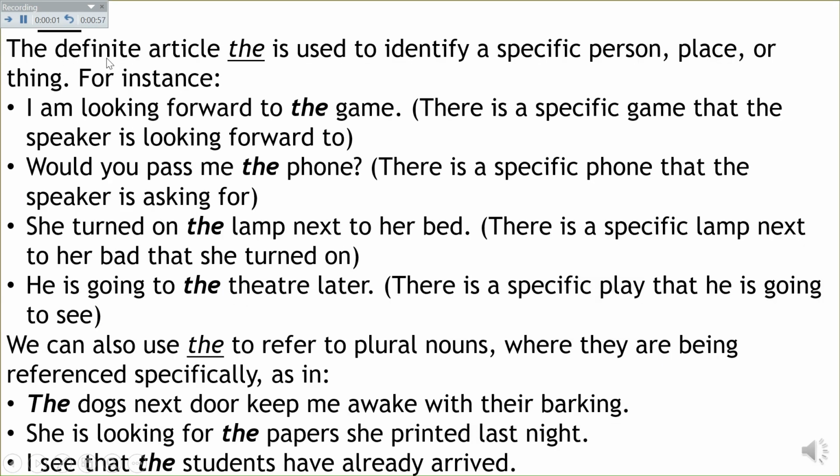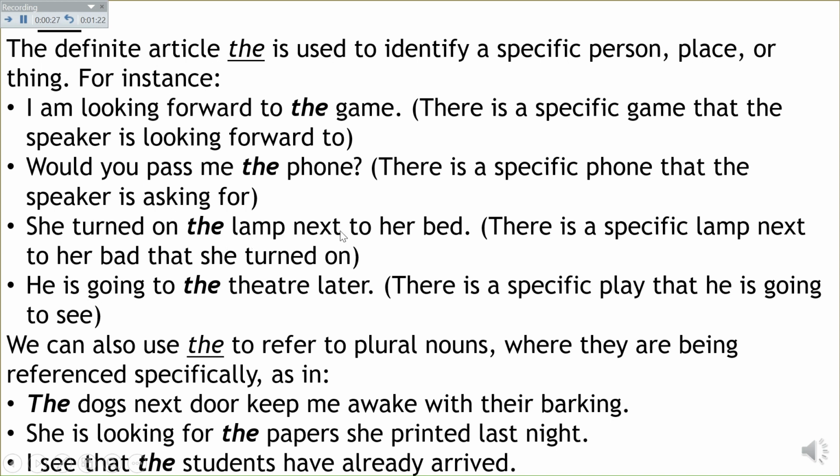The definite article the is used to identify a person, place, or thing. For instance, I'm looking forward to the game. So this the makes the game specific. There is a specific game that the speaker is looking forward to. Would you pass me the phone? So this the makes the phone specific. There is a specific phone that the speaker is asking for.